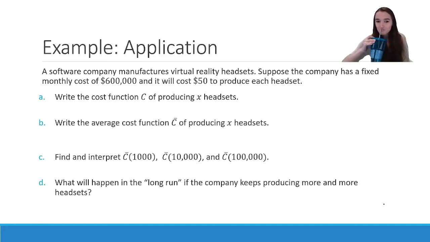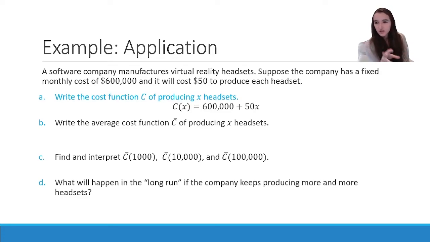First, we want to write the cost function C of producing x headsets. Our cost function should be something we understood how to do back in chapter 1, where we have this fixed cost, and we add a multiple of our variable cost. Our variable cost is $50 per headset, x headsets, so that's 50x. And then we add in the fixed cost of $600,000.